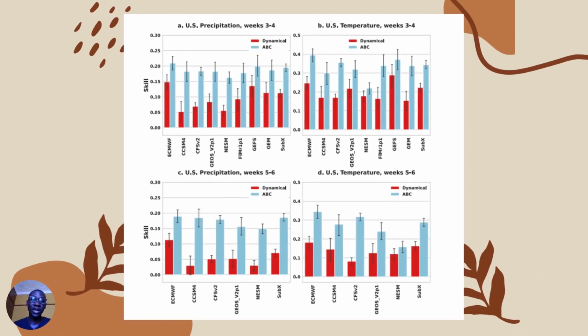If you use the dynamical, this is a visualization of what they came up with, a skill plotted against the precipitation weeks. We have weeks 3 to 4 and then 5 to 6. You see skill is plotted against the different models, showing how the different models are performing when tested. So this is our ECMWF, and within the fifth to sixth week, this is the value they have.